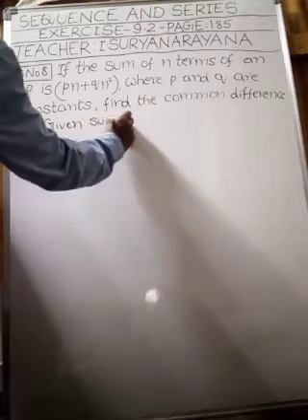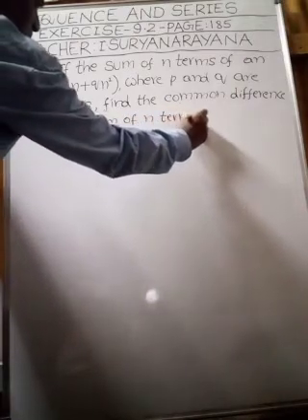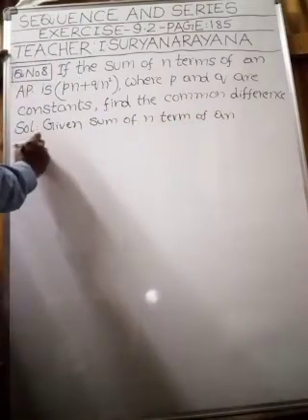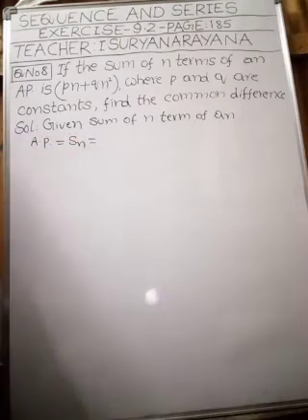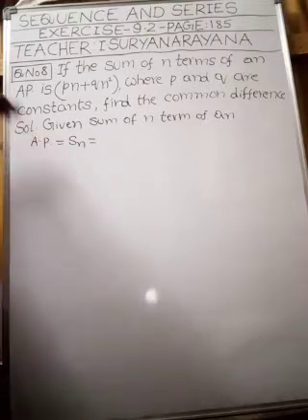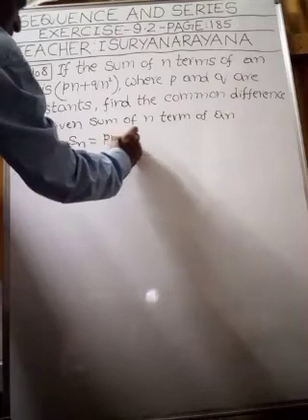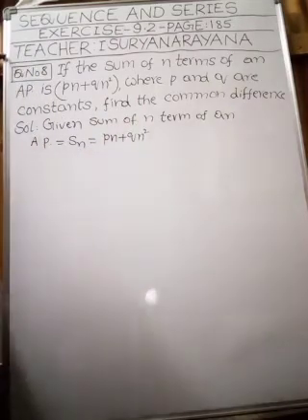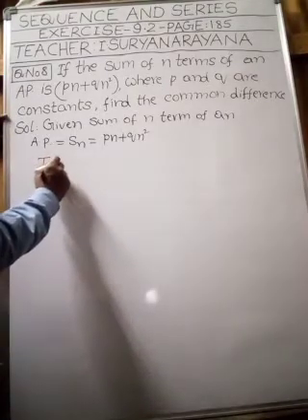The sum of n terms of an AP is given as Sn, that is equal to Pn plus Qn square. Okay, my children. Right. Now, Tn. What does this notation denote?